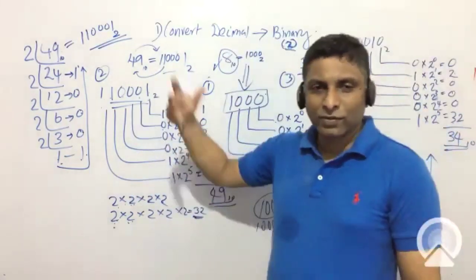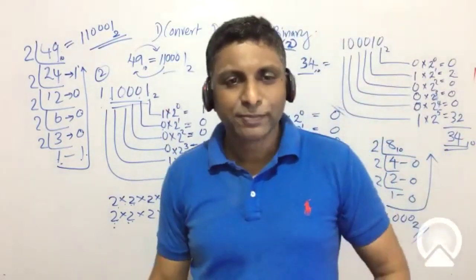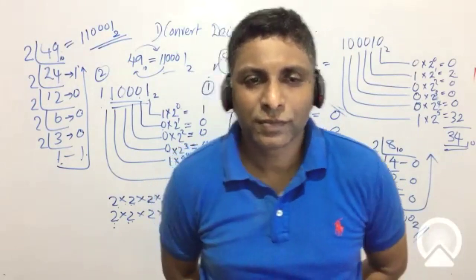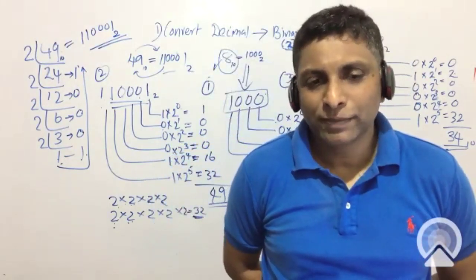So randomly we'll take some numbers and we'll convert and see. That's very easy. Shall we stop for today?